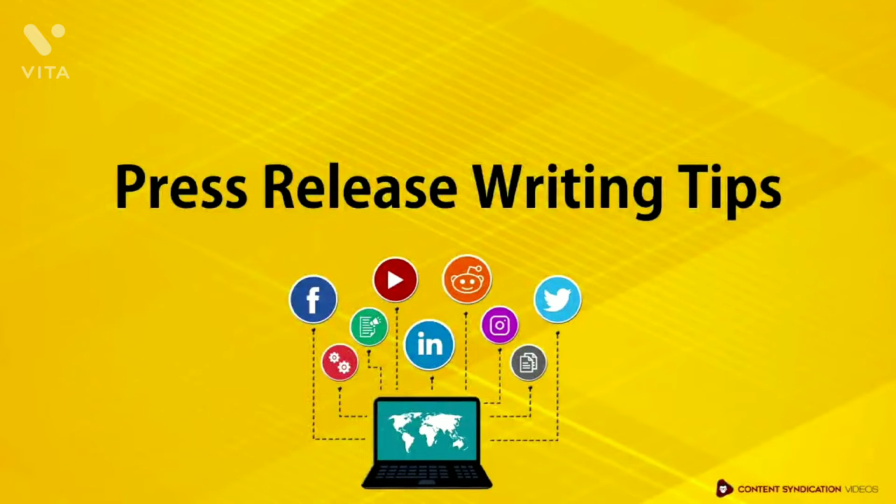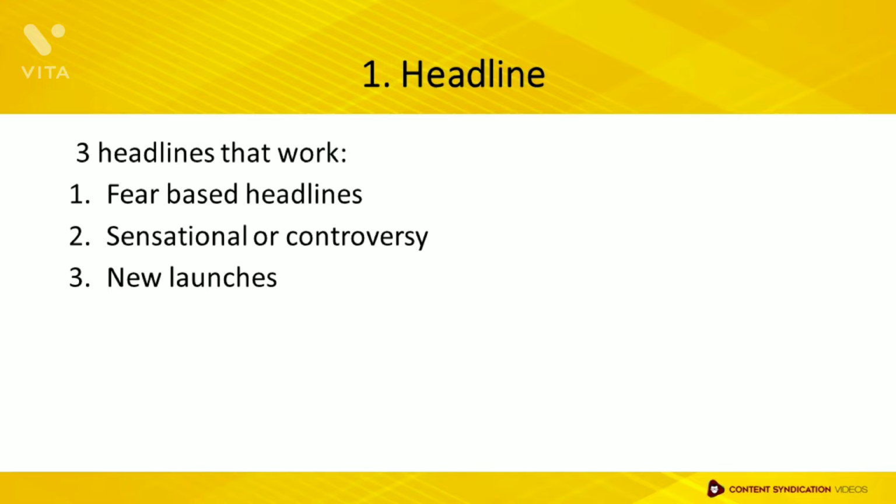There are hundreds and thousands of news releases each day, so what makes yours stand out? Here are 5 tips to help you improve your press releases. Tip number 1. The headline is the hook that encourages the reader to read further, which then increases the likelihood for your article to convert readers to potential leads and customers. A strong headline will also catch the attention of journalists looking for an interesting story to cover. 3 headlines that work: fear-based headlines, sensational or controversy, new launches.